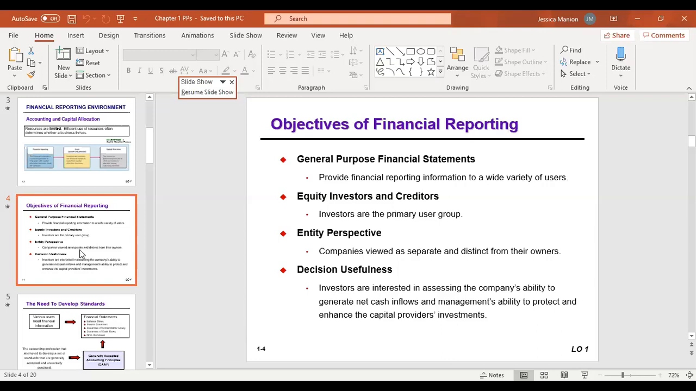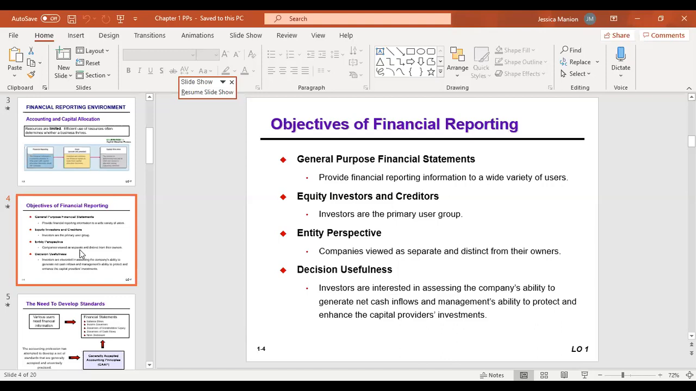Entity perspective, and I know we talked about this a little bit in Principles of Accounting. The business entity assumption, or the separate entity assumption, says that the company should be separate and distinct from the owner. That business expenses and business revenues should be kept separate and distinct from the owner's personal expenditures, for example, right? So companies are viewed as being separate and distinct from their owners.